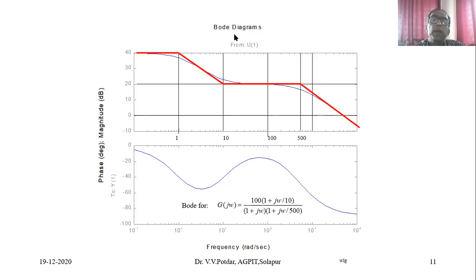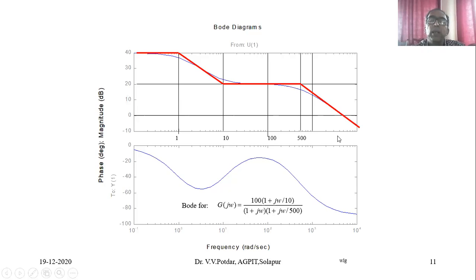Similarly, from the Bode plots, we can make stability comments. Now see, this is just one example I'll try to explain. This is the magnitude plot. This is the zero magnitude line. Wherever this Bode magnitude plot crosses the 0 decibel line is called the gain crossover frequency. The frequency at which the gain crosses the 0 value.